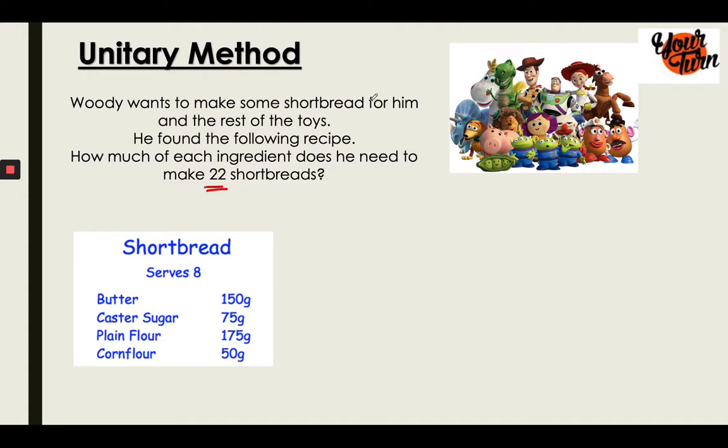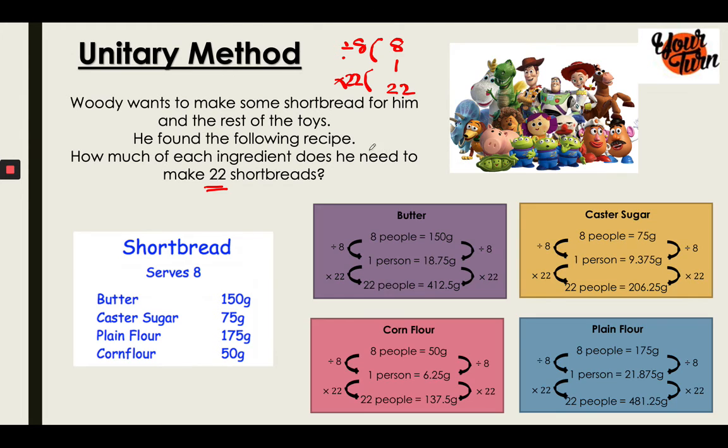So in this case, if we had a recipe that serves 8 and we had to have our stopping point of 1, and then we'd have 22, we need to think about what we've got to divide. So to get from 8 to 1, I would divide by 8, and then I would multiply by 22. Okay, and I have to do that for every single ingredient here. So if we look at the answers that are on the PowerPoint, you can see that.